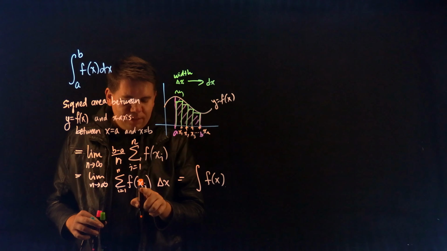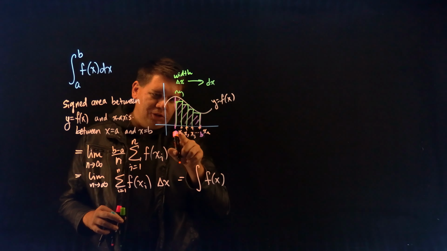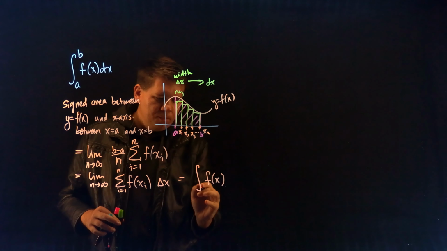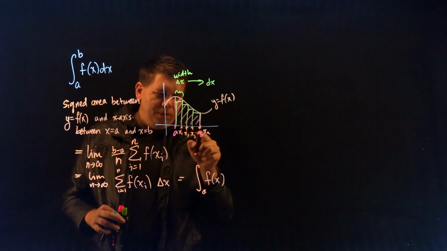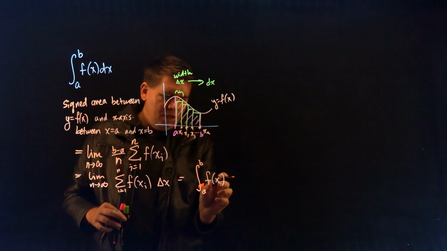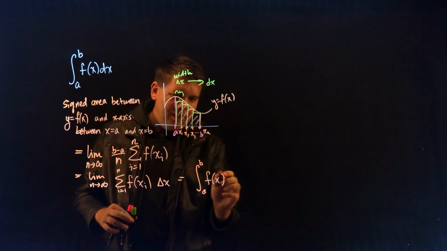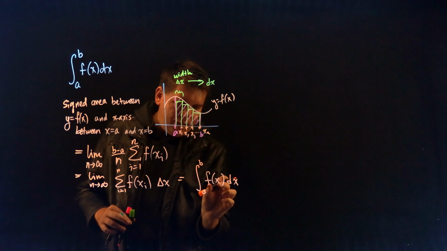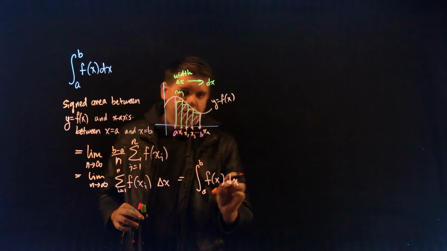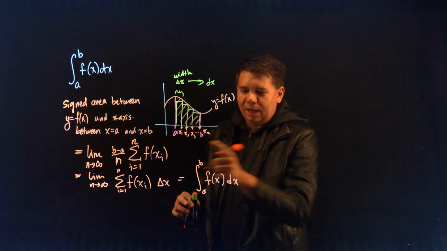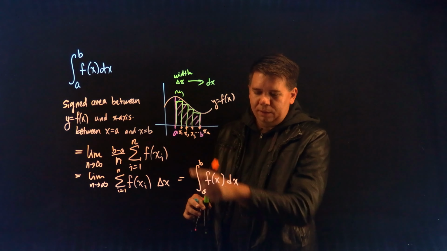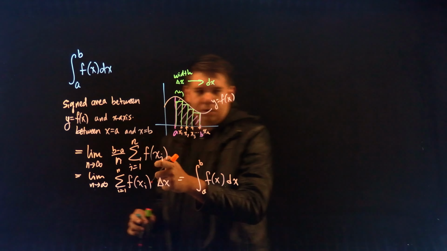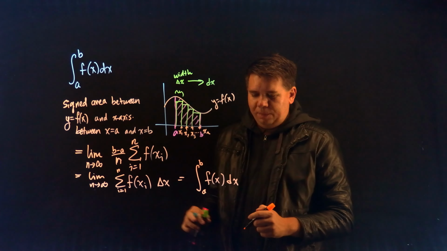This is f of x values, where those x values start here at a. As your width gets smaller and smaller, you're starting at a, and you're moving towards b of f of your x values times an infinitesimally small width. So height times infinitesimally small width. So that's how this notation is a shorthand. It's an abbreviation for our typical formula for the Riemann sum.